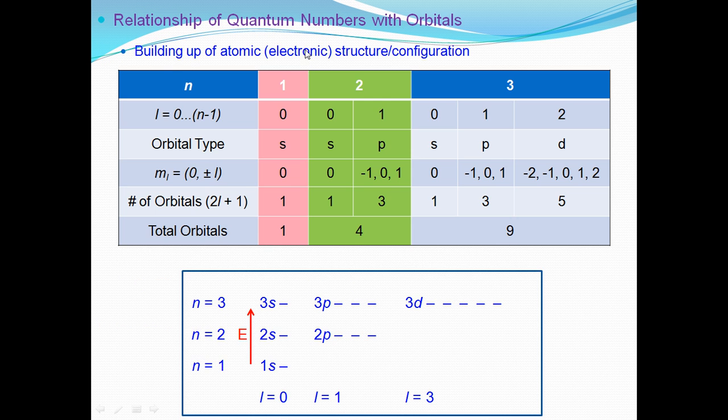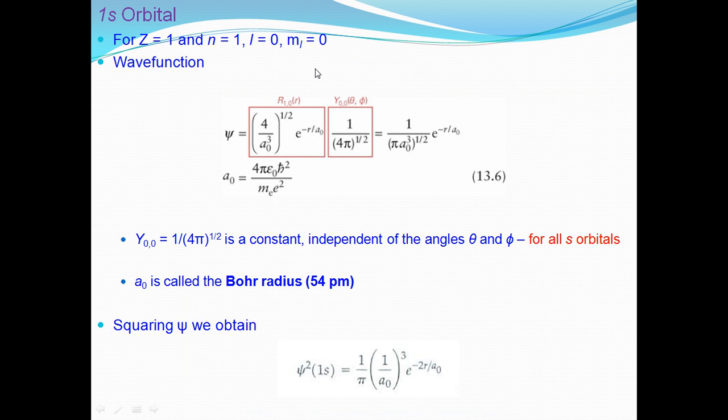We go back to our table here. That's basically what we did to define the 1s orbital. We looked at n is equal to 1. So we look at the values of n, l, and ml. In this case we're looking at the 1s orbital because n is equal to 1, l is equal to 0, and ml is equal to 0.